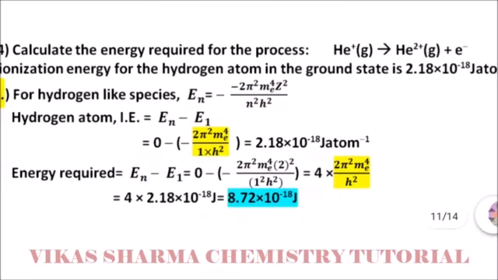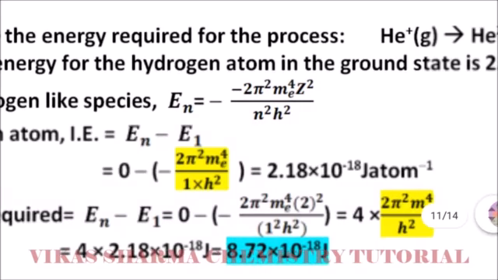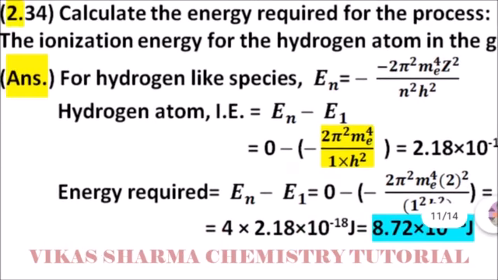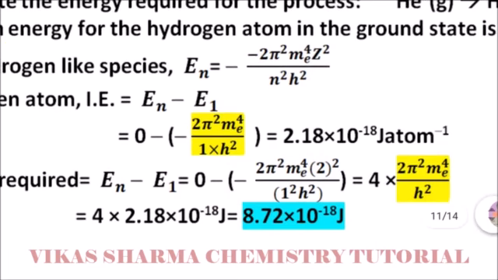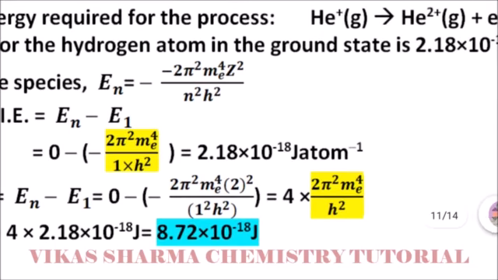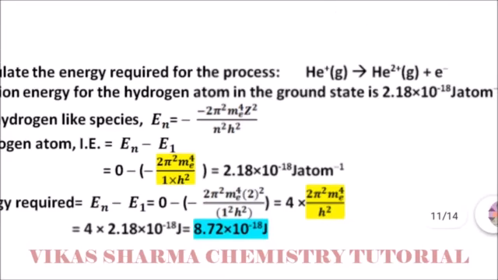So for hydrogen-like species, the En value is equal to minus 2π²me⁴Z² divided by n²h². So hydrogen atom ionization energy is equal to E infinite minus E1. E infinite is 0, minus E1 value, we put the value of En as 2π²me⁴ × 1 divided by h². So the value is 2.18 × 10^-18 joule per atom.